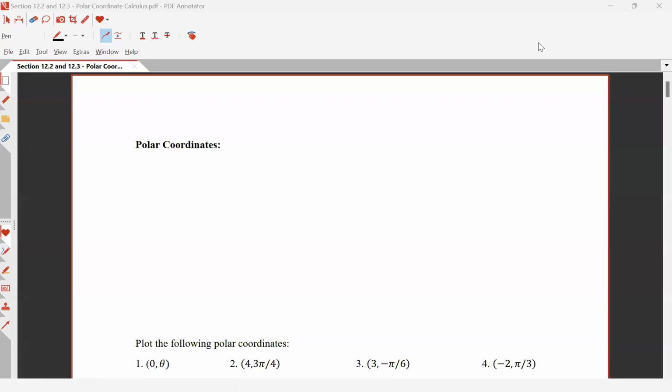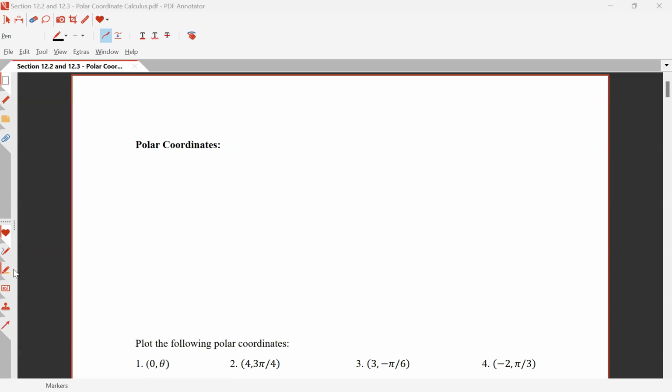Hello. In this section, we are going to talk about the concept of polar coordinates. So last time we had parametric equations and that we can write our typical XY coordinates in some other ways. This is, again, another way we can write XY coordinates.